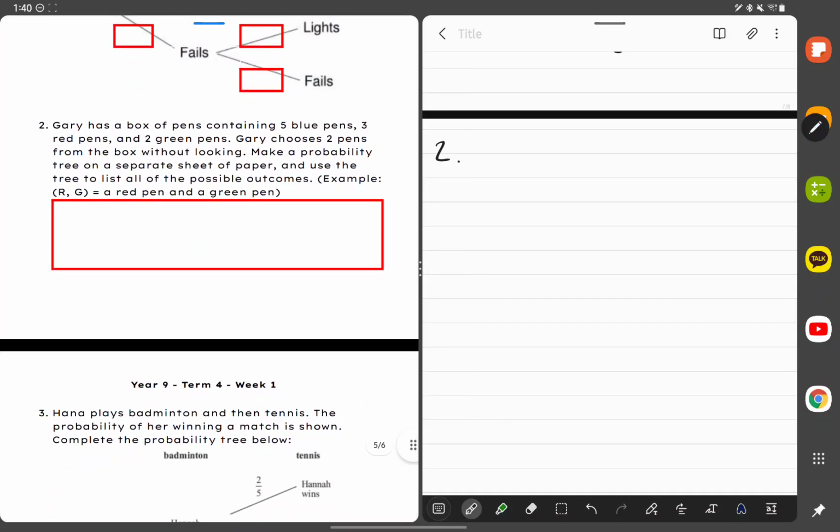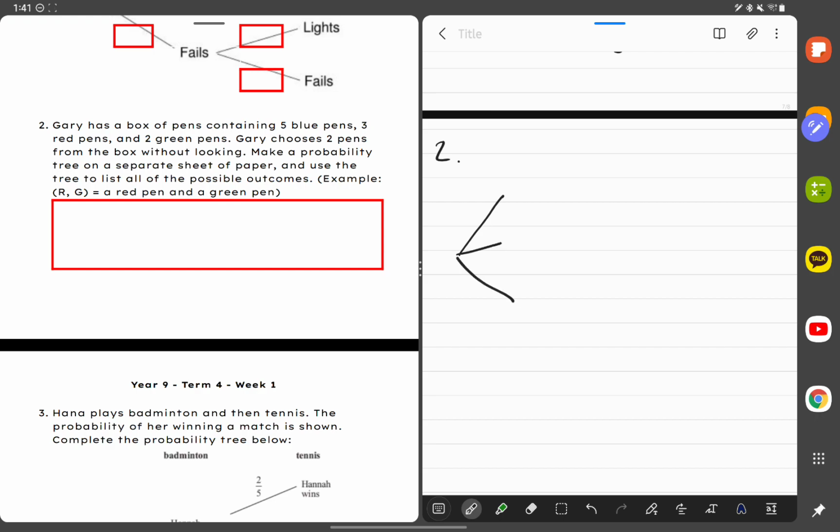Gary has a box of pens containing 5 blue pens, 3 red pens, and 2 green pens. Gary chooses 2 pens from the box without looking. Make a probability tree on a separate sheet of paper and use the tree to list all the possible outcomes. Cool. Now, I don't think we actually need the chance in there for all the possible outcomes. But no, let's get to it anyway.